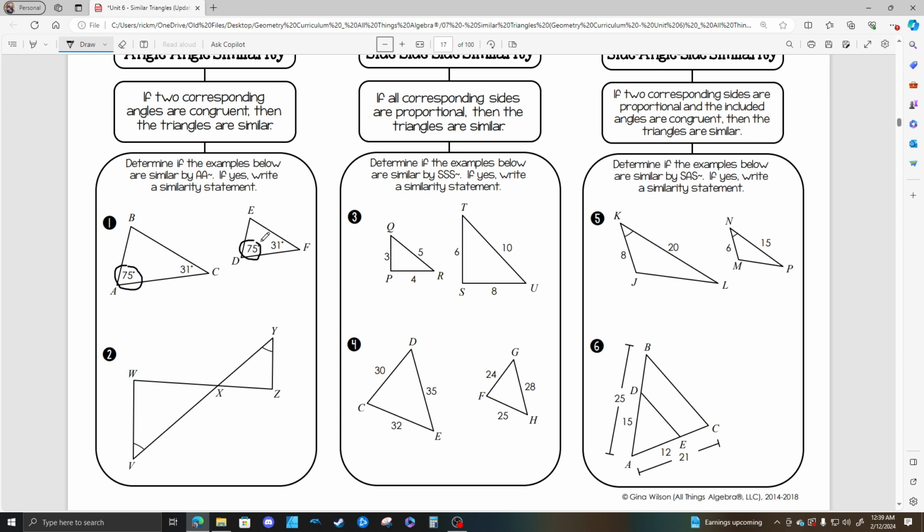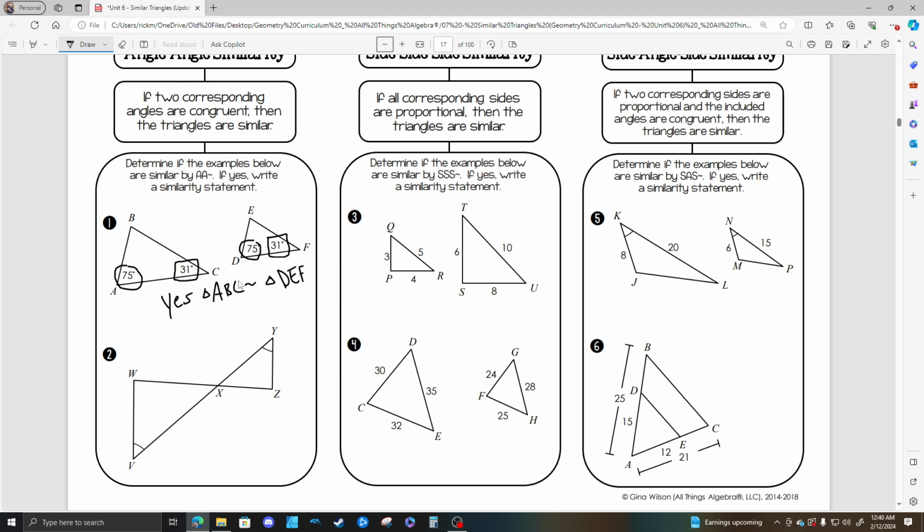So we have one set of similar angles because those are congruent. Remember, angles have to be congruent. And then we also have, I'm going to put this one in a square just to show that it's different, 31 for this one. So we have two sets of similar angles. Determine if they are similar. If yes, write a similarity statement. In this case, of course, they are similar. So yes, and then we can say triangle ABC is similar to triangle DEF.